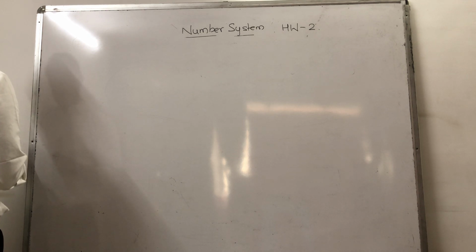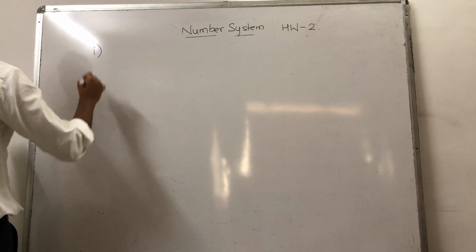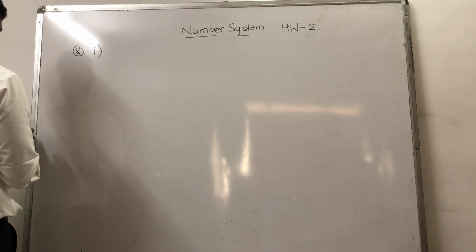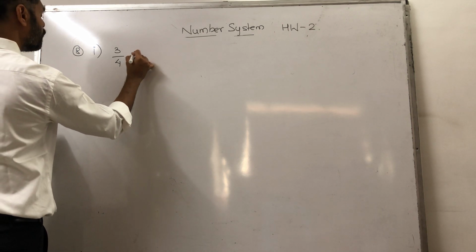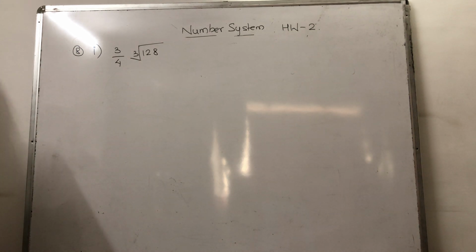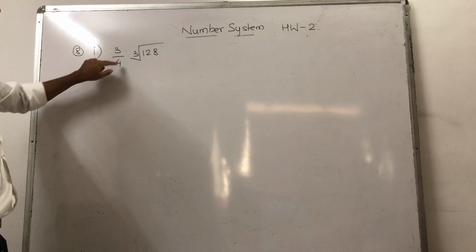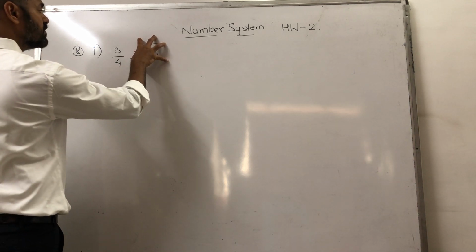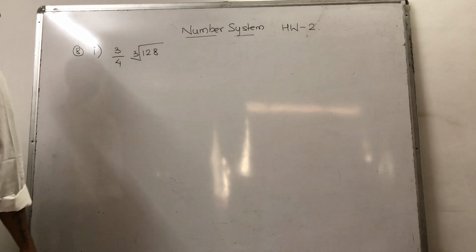We have to express the following as pure surds and mixed surds. We will also simultaneously understand what we mean by pure surd and mixed surd. When we look at the first question of question 8, it is 3 by 4 times cube root of 128. Now this is a mixed surd. Why? 3 by 4 is a rational term and this is an irrational term. This is your surd. If a term has both rational and irrational parts, then it is a mixed surd.